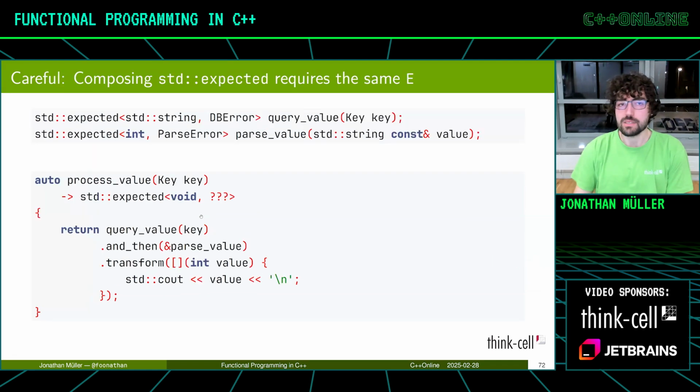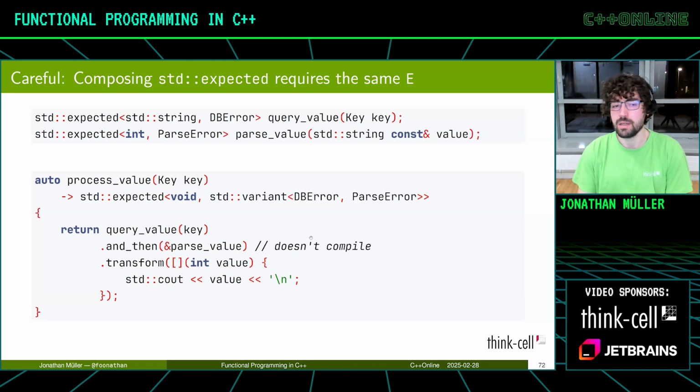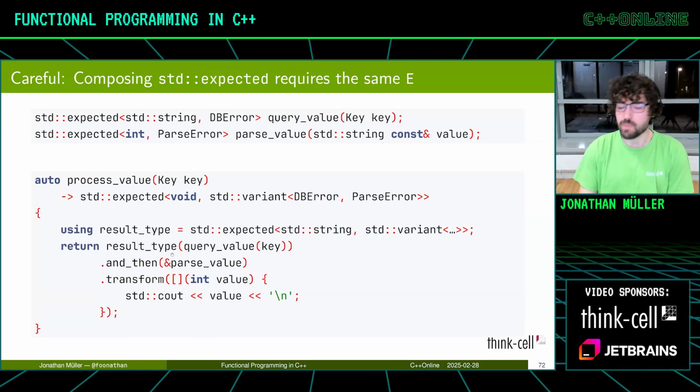One downside of this style is that std::expected requires that we've got the same error type, right? So if you first query a value, and then you want to parse the string into an int, and this can fail with a DB error, and this can fail with a parse error, then if you want to do both using and then, right? So we query the value, we parse it, and then we print it. What's the return type here? Well, it's a variant of this error or that error. But unfortunately, and then doesn't compile because it requires that the error is the same and doesn't realize that it can somehow turn that into a variant. So you have to awkwardly cast it first into the appropriate variant, and this is all kind of ugly, right? But this works.